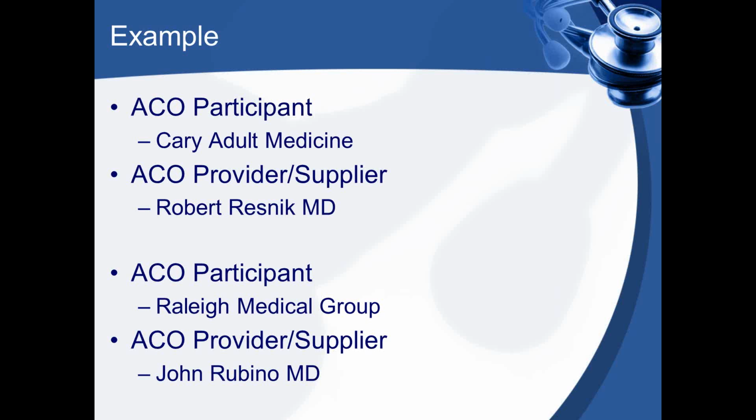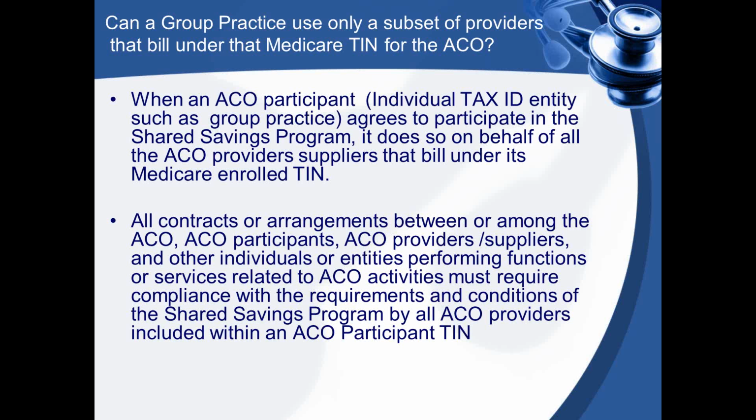So the example here is an ACO participant, Carry Adult Medicine, which is the tax ID, and myself as a provider or supplier. An ACO participant, Raleigh Medical Group, the provider or supplier would be John Rubino. So can a group practice use only a subset of providers that bill under the Medicare tax ID for the ACO? No. Every provider in a Medicare enrolled tax ID has to agree to be a participant in the ACO. If they don't, then the tax ID group cannot be a member of the ACO. So it's all in or none in.